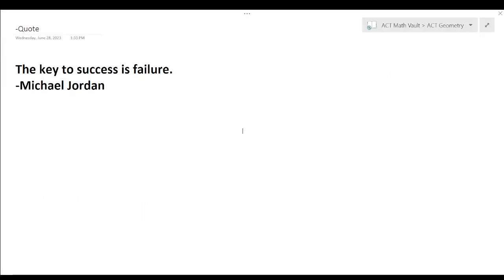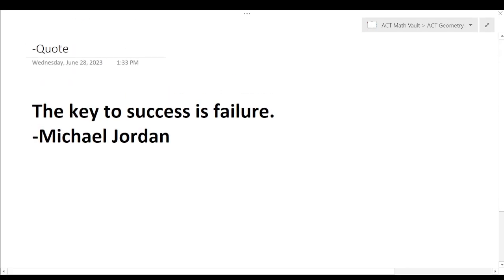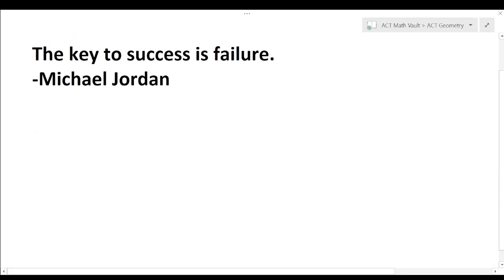Okay, quote, great one. The key to success is failure, Michael Jordan. Something I think about with Michael Jordan is that he didn't make his high school basketball team first time around. There's that growth mindset. Work on something that you want to achieve over time.